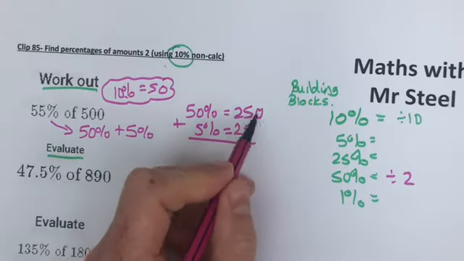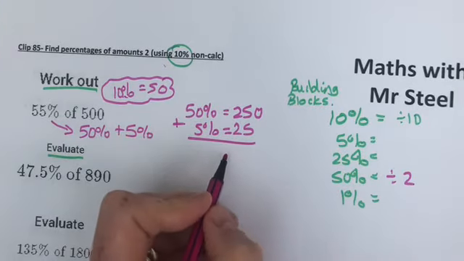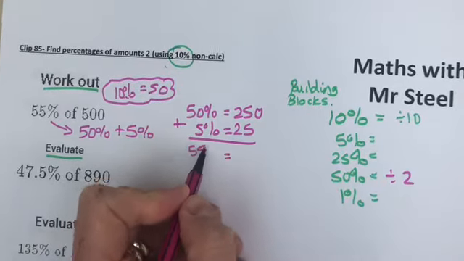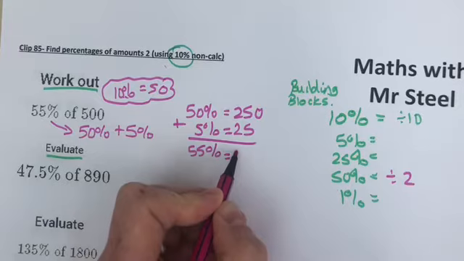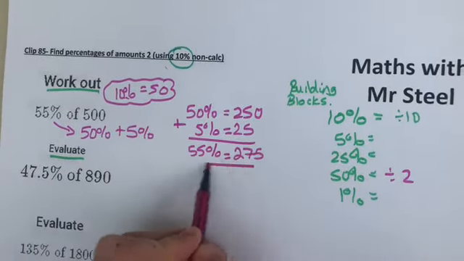So I've lined up my place value wrong there. So 250 take away 25. Sorry, add 25 is 275. And that is 55%.